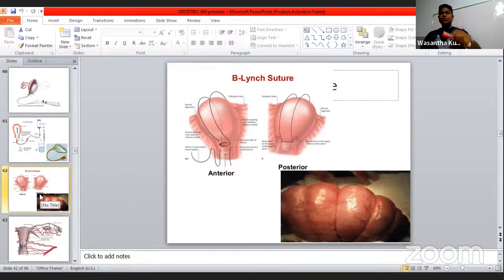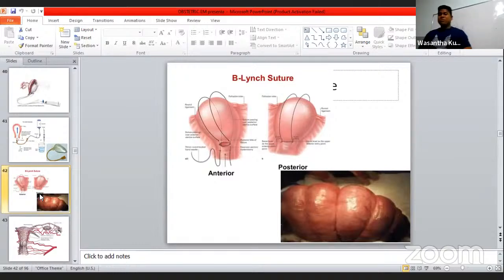Okay, this is how the B-Lynch is put. You can say even modified B-Lynch, whatever it is. After putting the B-Lynch, you can see the picture on the down right hand side. How does the uterus look like? It's like a pumpkin. So it artificially contracts the uterus. This is called B-Lynch stitch. So putting a B-Lynch is also very effective in order to achieve good contraction. So first step is you do B-Lynch stitch.